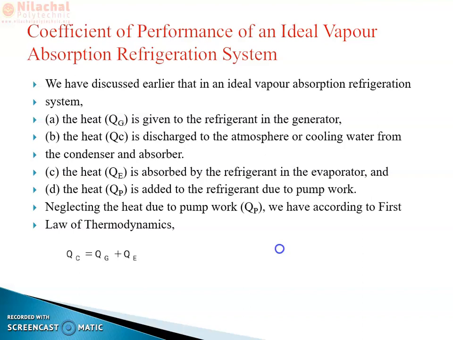Then you are coming to the nomenclature you are using here. Qg is the heat given to the refrigerant in the generator, and Qc is the amount of heat discharged from the condenser and also the absorber to the atmosphere. Qe is the amount of heat absorbed by the refrigerant in the evaporator, and Qp is the amount of heat added to the refrigerant due to the pump work. You are observing here that the pump work is very small, that's why you are neglecting the pump work.